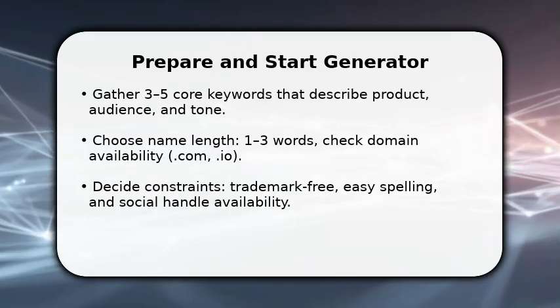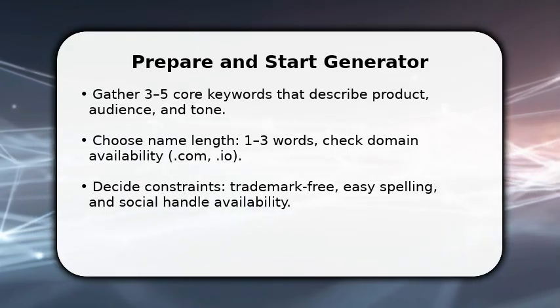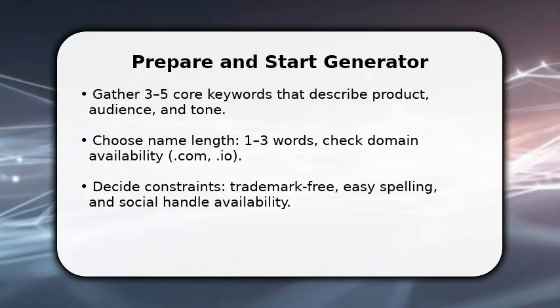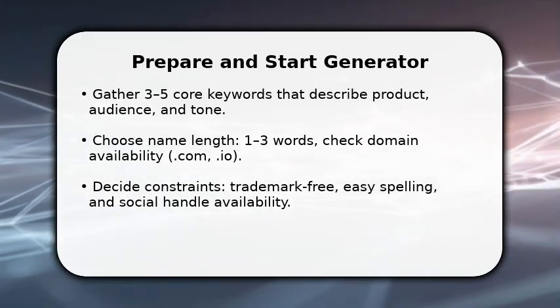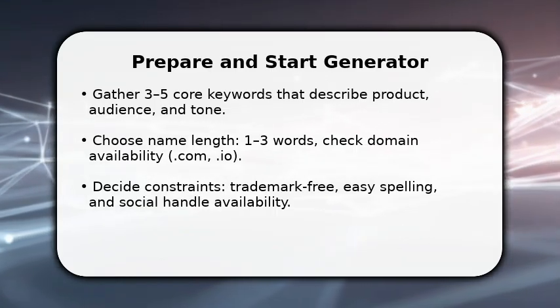You begin by locking down essentials. Pick 3-5 clear keywords that capture what you sell, who you serve, and the voice you want. Once done, set concrete constraints: name length, 1-3 words, preferred domain extensions like com, and trademark safety.